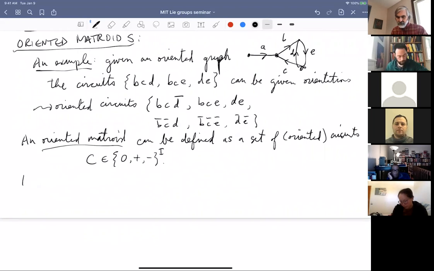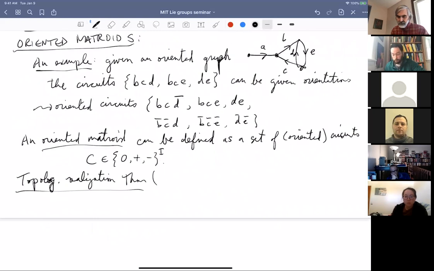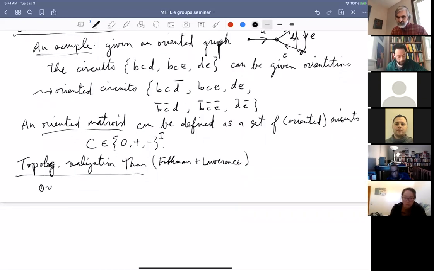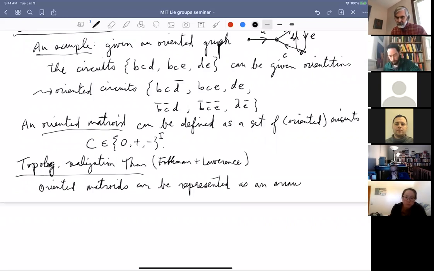And a rather amazing theorem is that, so there's a topological realization theorem of Folkman and Lawrence. I'm going to misspell his name. That says that oriented matroids can be represented topologically as an arrangement of what are called pseudospheres.